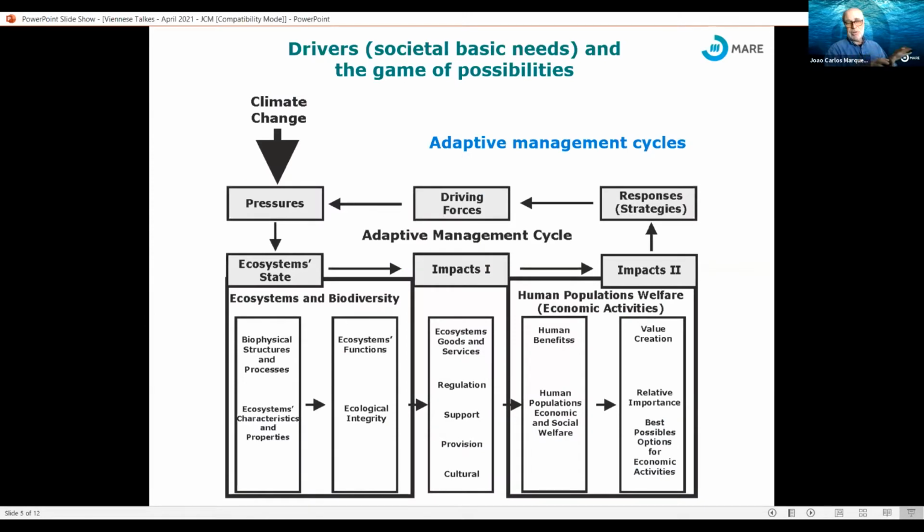This is a more detailed view of the previous slide, and I'm not going to enter in detail on this. Adaptive management cycles, you all know about this. But what I want to emphasize in this slide here is that climate change is basically acting on the pressures. And that's where we need to focus when we want to include climate change in the equation.